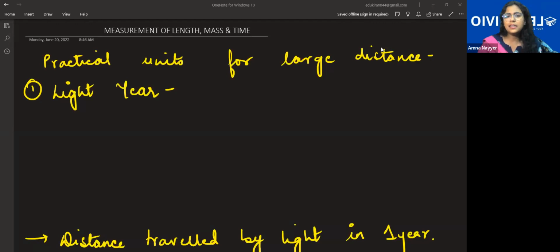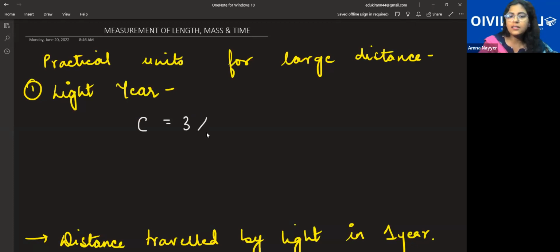Light year basically is the distance, see, these are the large distances, like if we have to take the distance between moon and earth, sun and the moon. So these are for very large distances, basically astronomical units. So what is the distance covered by light in 1 year? Now see, what is the speed of light? Please remember this. This will be used throughout. It's a very, very basic thing that will not be given to you in the questions.